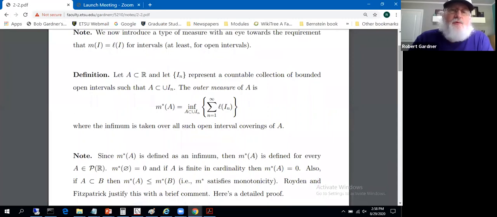Okay, and this will also look a touch familiar if you think of it in terms of how we define measure zero. Definition of outer measure: for any subset A of the real numbers, this outer measure is going to be defined on all subsets of the reals. Lebesgue measure won't be. Let A be a subset of the reals, any element of the power set of the reals, if you like. And let I sub n represent a countable collection of bounded open intervals, such that A is a subset of the union of those I sub n's.